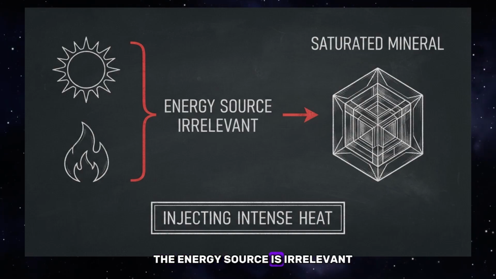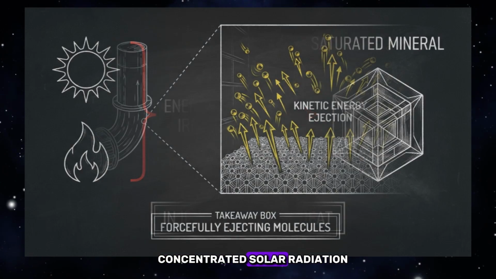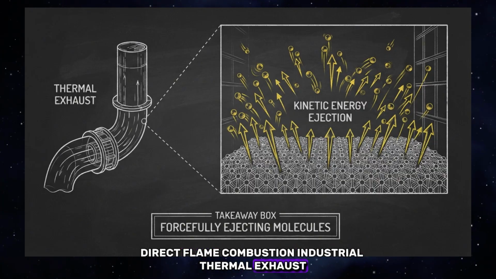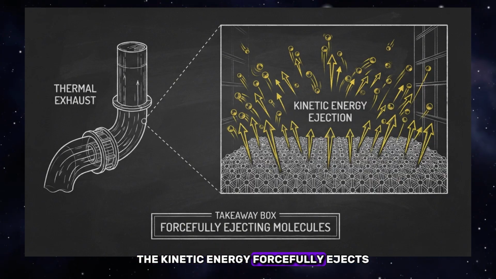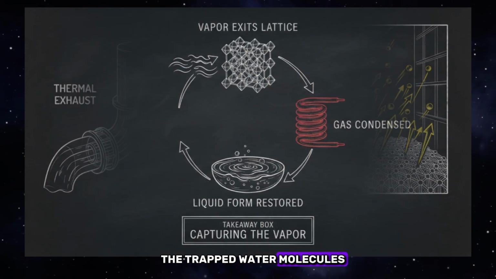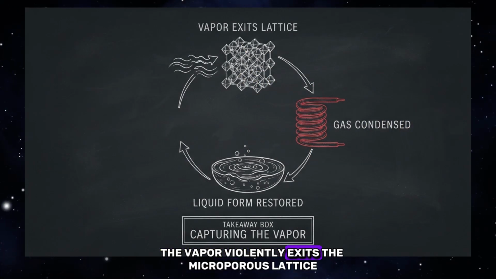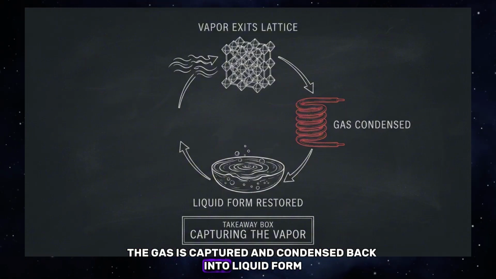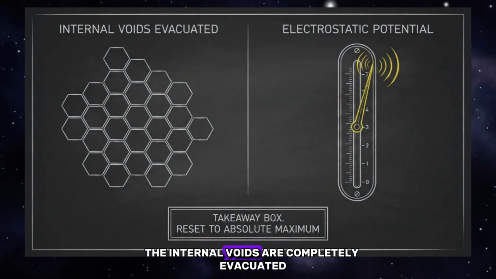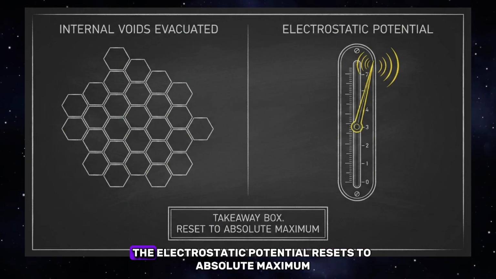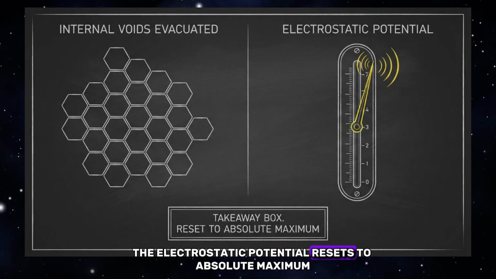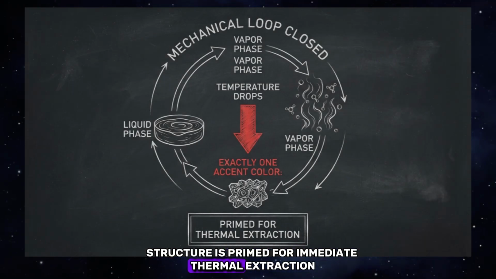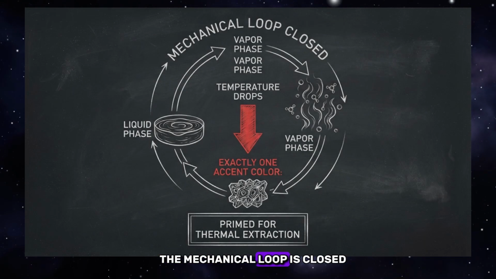The energy source is irrelevant. Concentrated solar radiation, direct flame combustion, industrial thermal exhaust. The kinetic energy forcefully ejects the trapped water molecules. The vapor violently exits the microporous lattice. The gas is captured and condensed back into liquid form. The internal voids are completely evacuated. The electrostatic potential resets to absolute maximum. The solid structure is primed for immediate thermal extraction. The mechanical loop is closed.